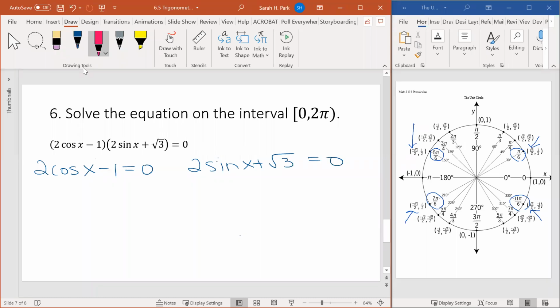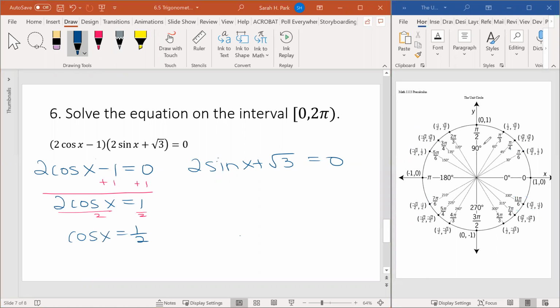Let's solve the first factor. We add 1 to both sides. 2 cosine of x is equal to 1. Divide both sides by 2. Cosine of x is equal to 1/2. Now I'm going to look on the unit circle to see where the x coordinate is. Remember, cosine x stands for the x coordinate. Where's the x coordinate equal to 1/2? Well, it's at pi over 3 and also at 5 pi over 3. So the 2 angles that give us 1/2 are pi over 3 and 5 pi over 3.